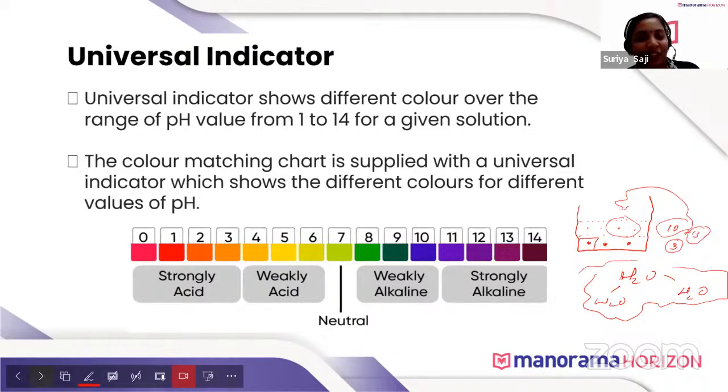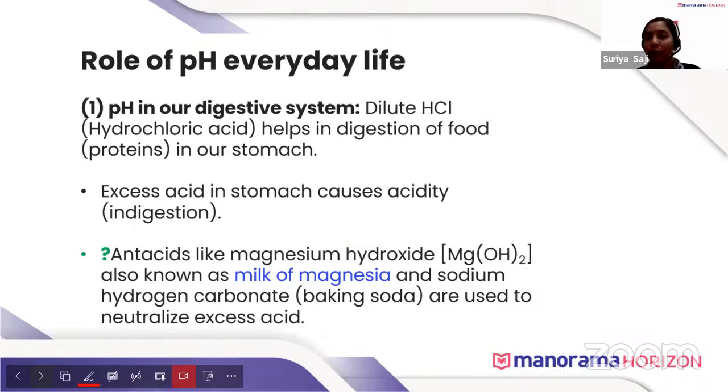Okay, let's proceed. Now we'll see the role of pH in everyday life. We have only 10 more minutes left, so we have to complete quickly. In our digestive system, dilute HCl helps in digestion of food. HCl is an acid, and if it is in excess, it will cause acidity, and we use antacids for reducing acidity. This question on antacids has already been asked in a previous year examination. So keep in mind, we use antacids like magnesium hydroxide, otherwise known as milk of magnesia, and sodium hydrogen carbonate, baking soda, to neutralize the excess acids. We have to note this down.